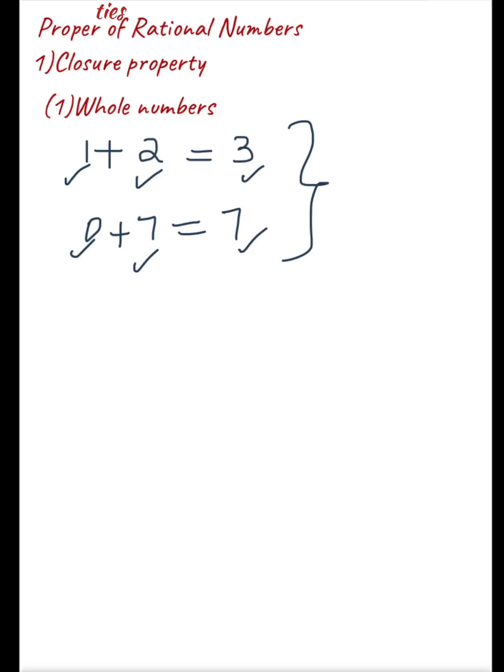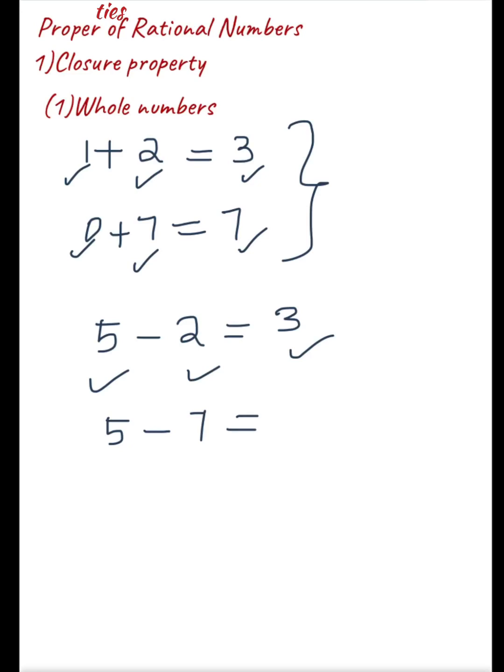Now let's see what is the case for subtraction. Suppose I am taking 5 and I am subtracting 2 from 5. Then what is 5 minus 2? Answer is 3. So here 5 and 2 are whole numbers, I am subtracting two whole numbers and the answer is also a whole number. So this is true, but let's take any other example. For example, I am taking 5 and subtracting 7 from 5.